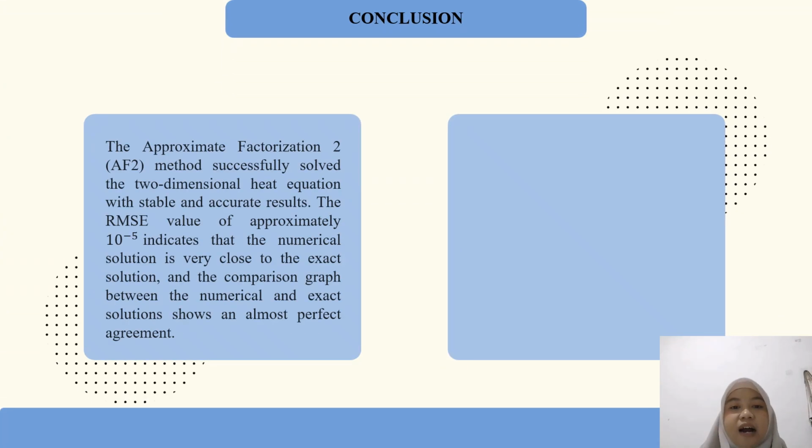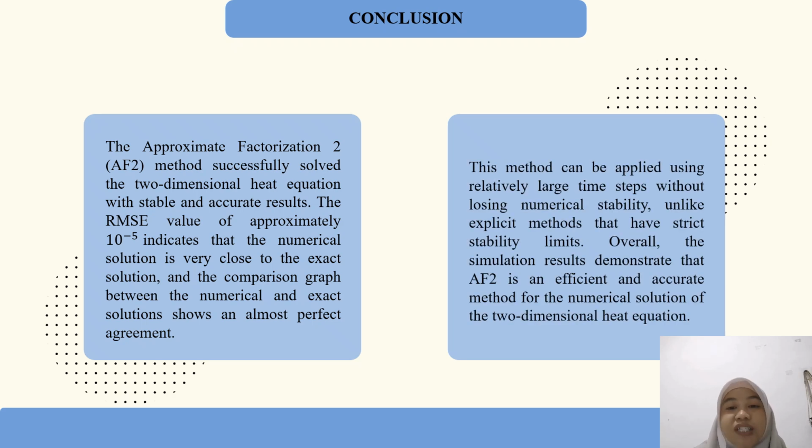In conclusion, the approximate factorization 2 method successfully solved the two-dimensional heat equation with highly accurate and stable results. The small RMSE value indicates an almost perfect match with the analytical solution. Due to its efficiency and robustness, this method can be applied to a wide range of physical and engineering problems involving multidimensional partial differential equations.